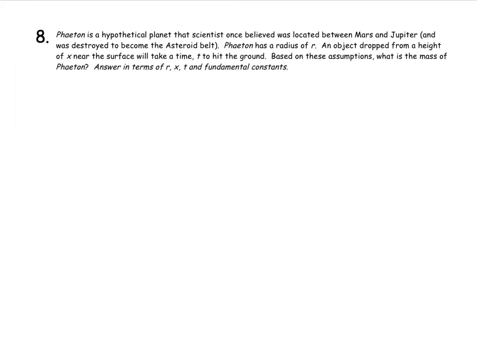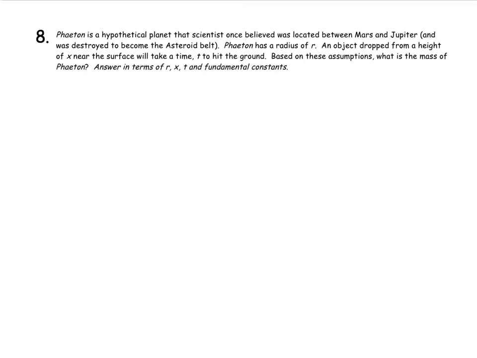Okay, so next situation, here's one without any numbers. We have this hypothetical planet here, Phaeton, that was located between Mars and Jupiter. And this planet has a radius of r. We're also told that an object dropped from a height of x near the surface will take a time of t to hit the ground on this planet. So based on these assumptions, we want to know the mass of it.